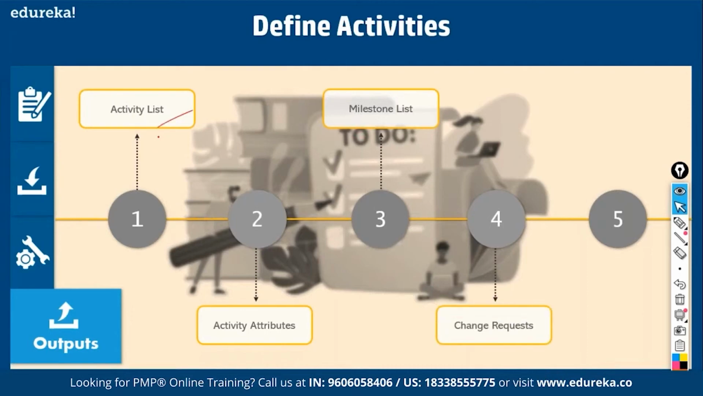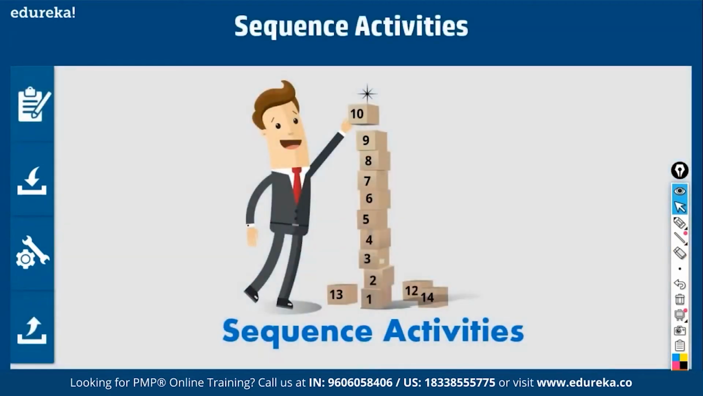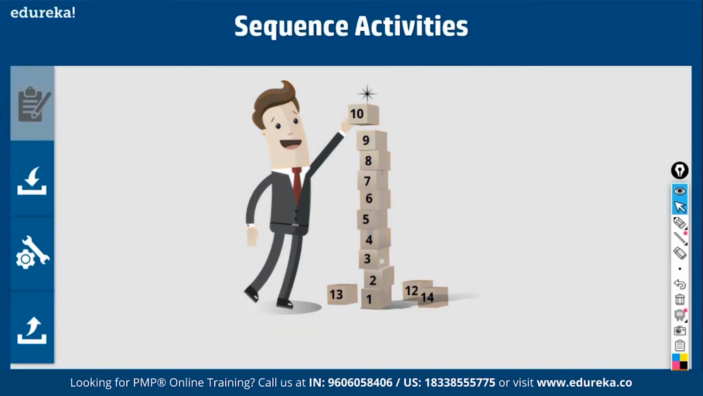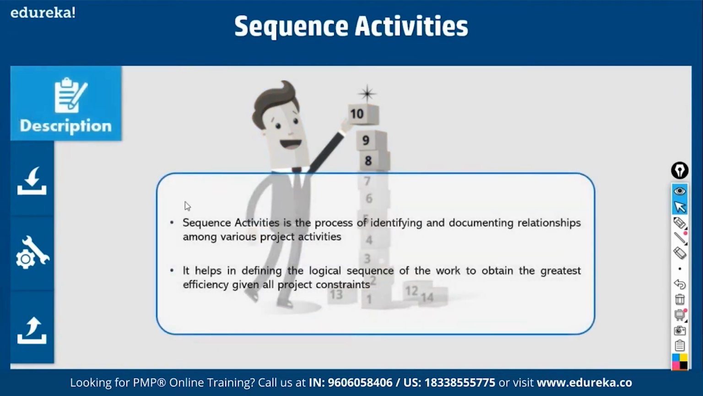Change requests. When you do the decomposition, you may make some changes to the plans and the plans get updated. That is what is called define activities. The next one is sequence activities. So what do you do here? You create network diagrams. That is what I told you, isn't it? This is a process of identifying and documenting relationships among various project activities.